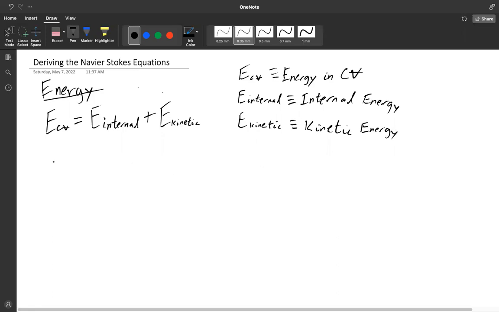So the internal energy is the following. E internal equals density rho times little e dV, where little e is the internal energy per unit mass.